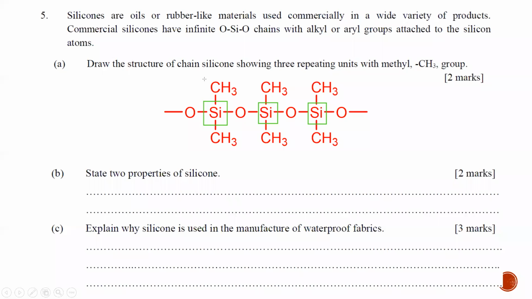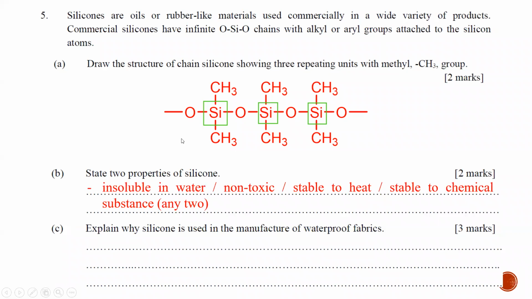B, state 2 properties of the silicone. So you have quite a few properties. Insoluble in water, non-toxic, stable to heat, stable to chemical substances, or stable to acid and base. So all of these are properties of the silicone. You can write any 2 inside here, so that will give you the 2 marks. And C, explain why silicone is used in the manufacture of waterproof fabric.